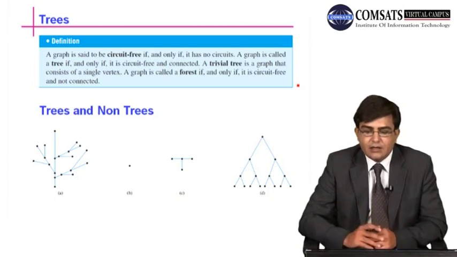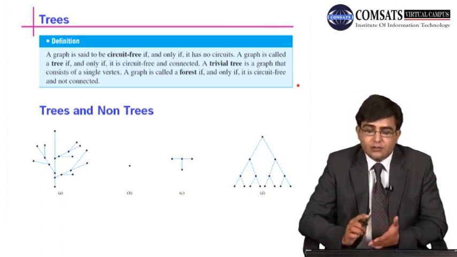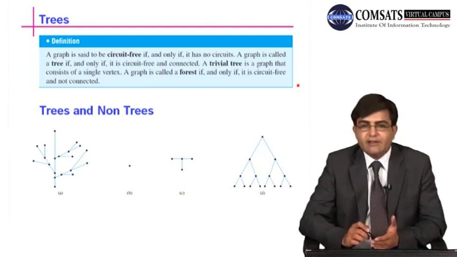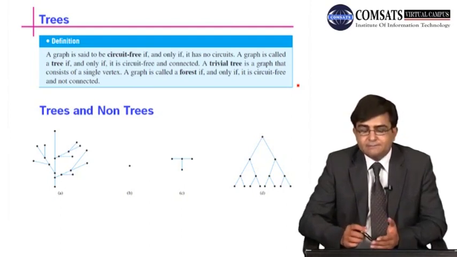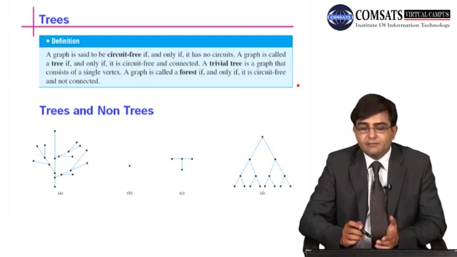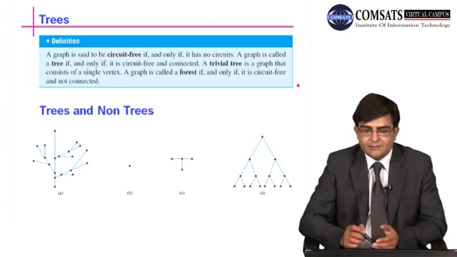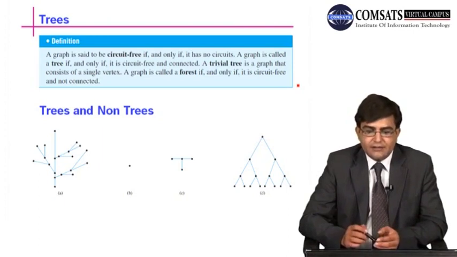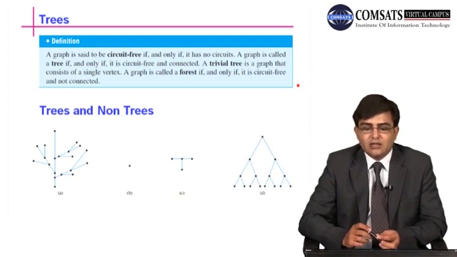A circuit is basically a walk which starts from a vertex and ends at the same vertex, which can repeat vertices but which cannot repeat the edges. So this is the definition of circuit. And a graph is said to be circuit free if and only if it has no circuits. A graph is called a tree if and only if it is circuit free and connected. So any graph which is circuit free and connected is called a tree.